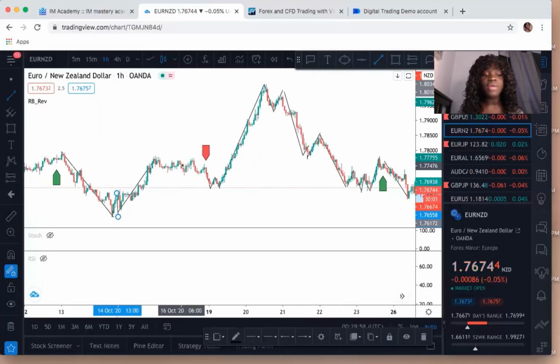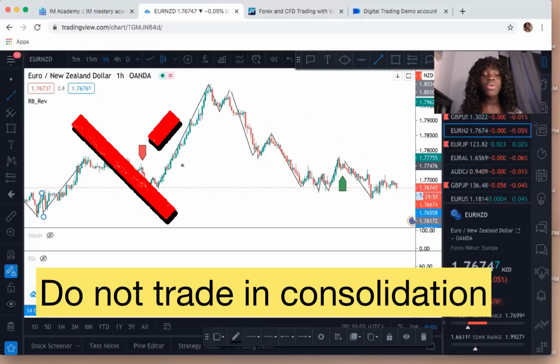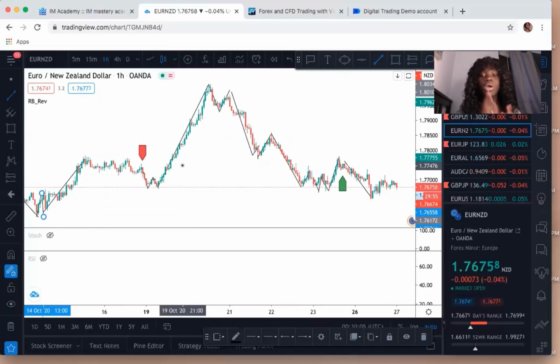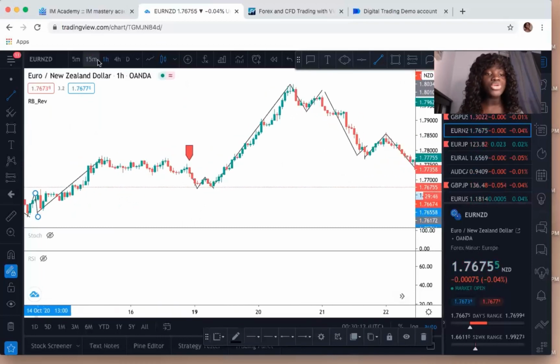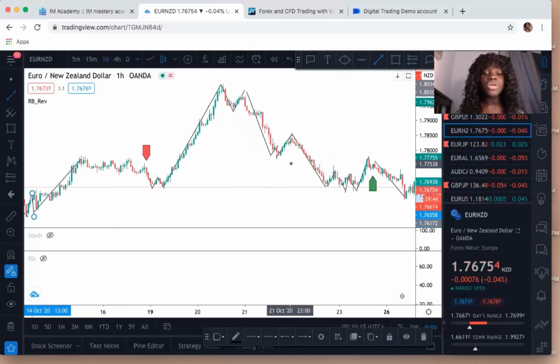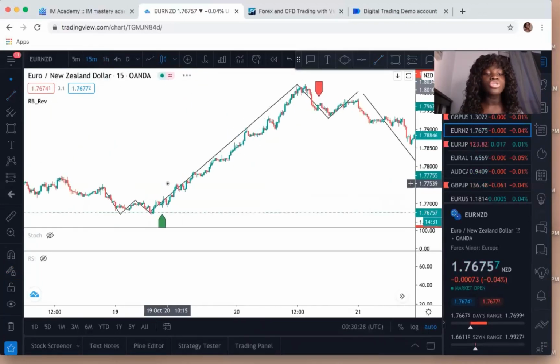You don't have to mark up the consolidation area because we do not trade in consolidation. We trade when the market breaks out, when the market's going up and when it's going down. But when it's consolidating, you do not trade, right? So I'm going to show you exactly how we find an entry. So I'm able to mark up my M's and W's on a 1 hour time frame, but then I place my entry on a smaller time frame.